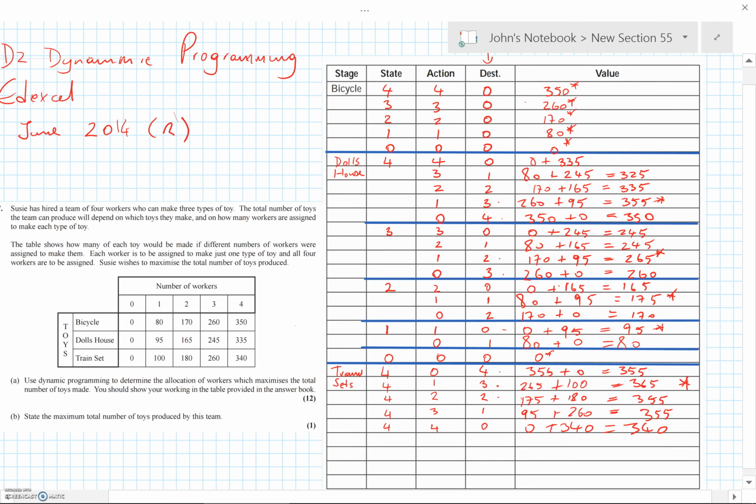So let's trace back. That means that we've got 1 person doing train sets. The destination there was 3, so that means that 1 person is also doing Doll's House, and the destination there is 2, and 2 are doing bicycles. So bicycles are doing 2, 1 person doing Doll's House and 1 person doing train sets, and the optimum is 365. So that's the answer to part B, and that's the question done.